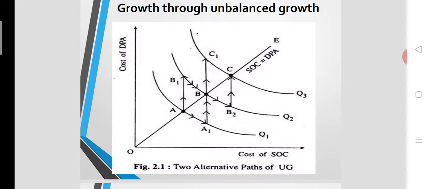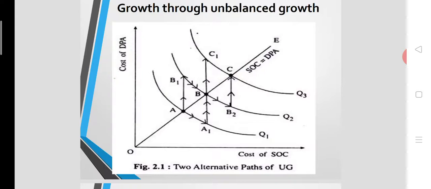line shows the balanced growth. That means social overhead capital is equal to direct production activity. That's the balanced investment in SOC, and that means it shows the balanced growth. So for achieving the higher balanced growth, unbalancing is done here.